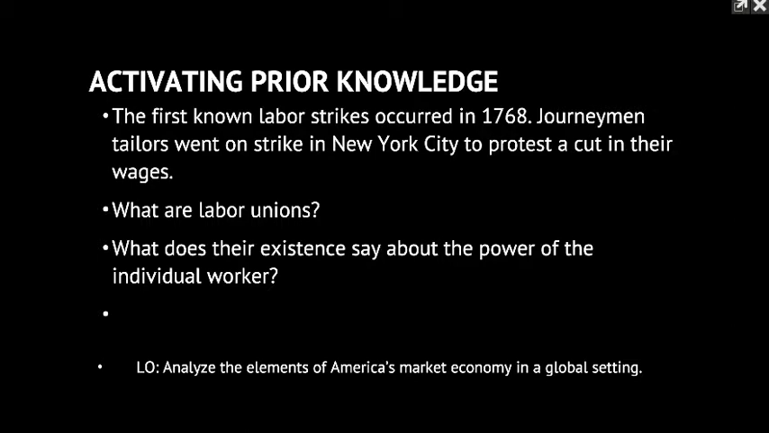The first known labor strikes occurred in 1768. Journeymen tailors went on strike in New York City to protest a cut in their wages. What are labor unions? What does their existence say about the power of the individual worker?